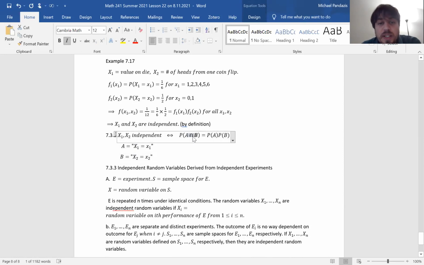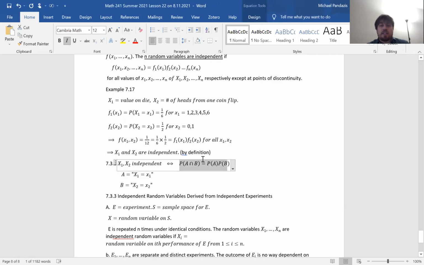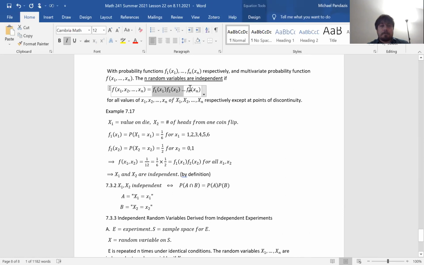So the probability that X1 equals little x1 and X2 equals little x2 is equal to the probability that X1 equals little x1 times the probability that X2 equals little x2. This is just another way of writing this equals this. Okay?